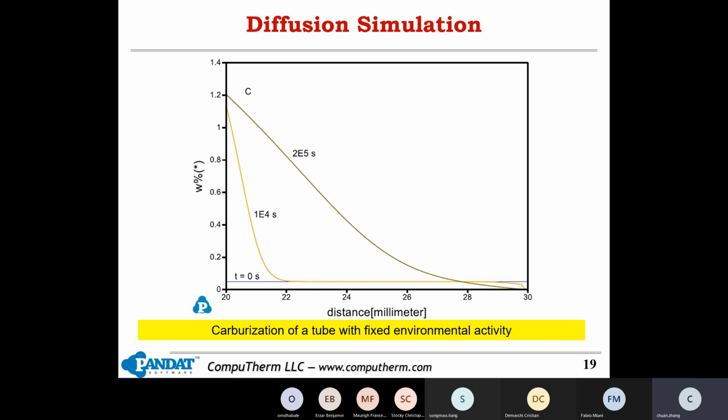This example is for carbonization. This figure shows the carbon concentration evolution versus distance during carbonization. For this one, the simulation is for the tube with fixed environmental activity. So you can see the carbon concentration change versus time. Of course, a user can assign different boundary conditions, such as you can fix the carbon composition or its flux as well. This is for the carbonization.